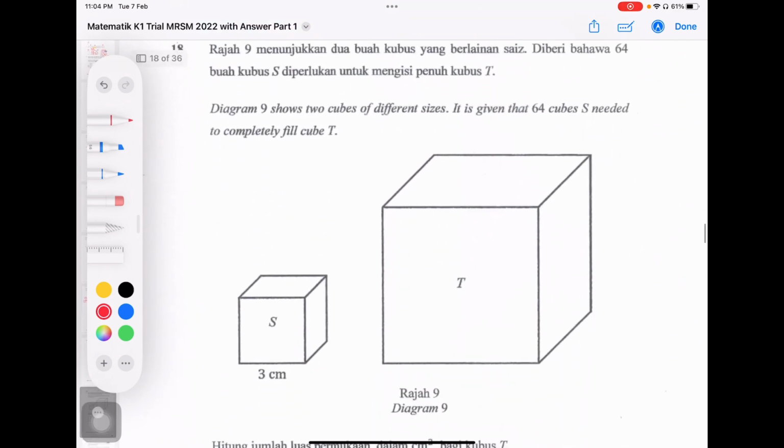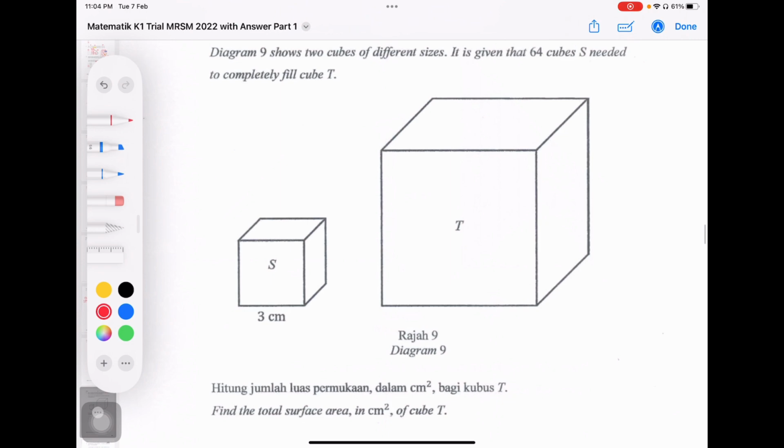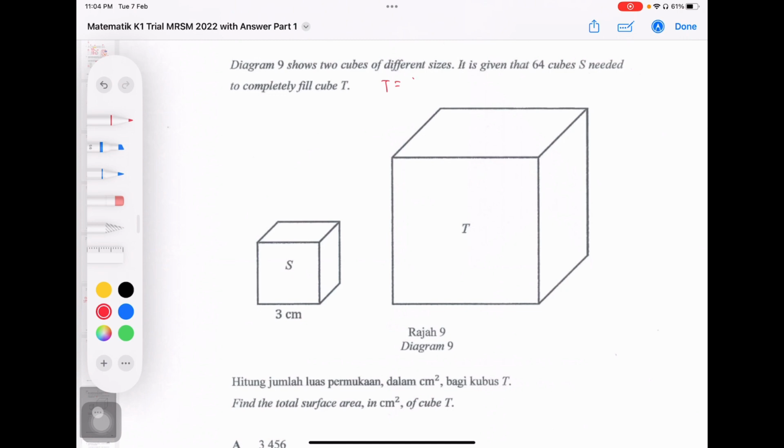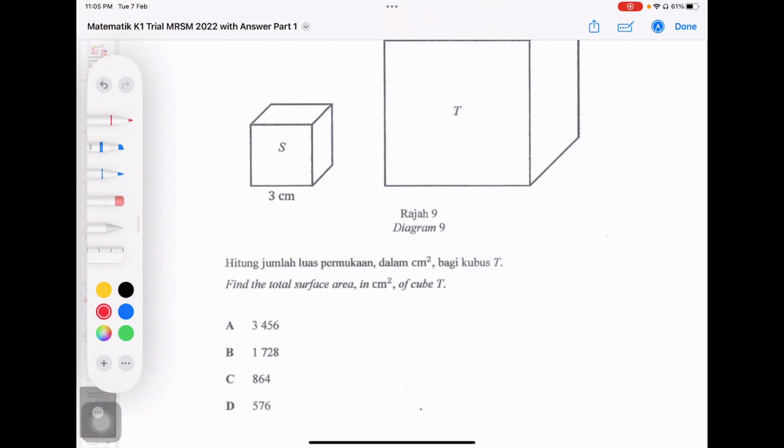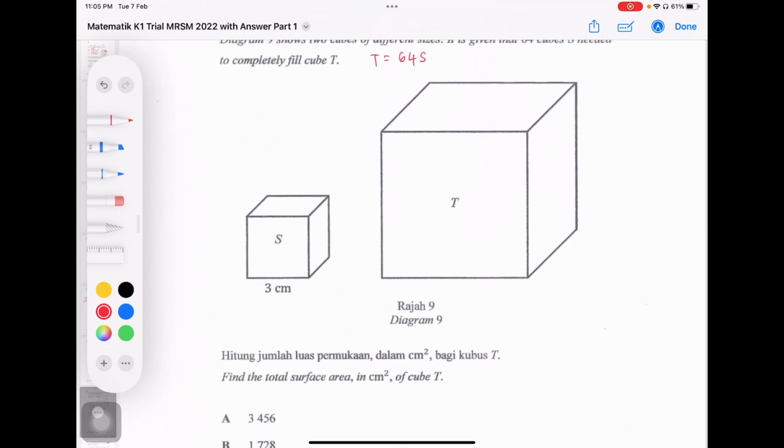Okay, next question. Diagram 6 shows two cubes of different sizes. It is given that 64 cubes S are needed to completely fill cube T, meaning T equals 64S. So first we find the volume of S. V equals 3 times 3 times 3, then you will get 27 cm cubed.